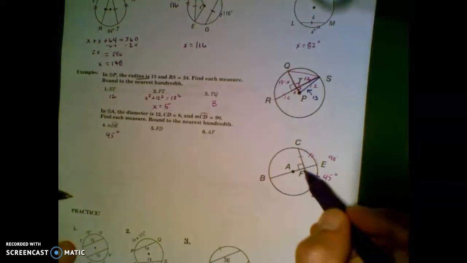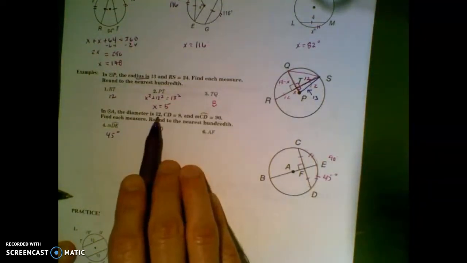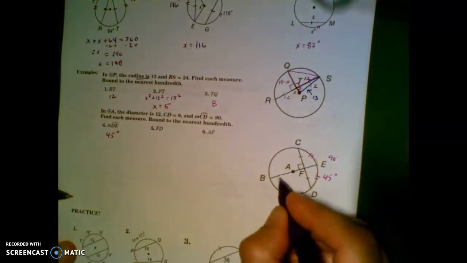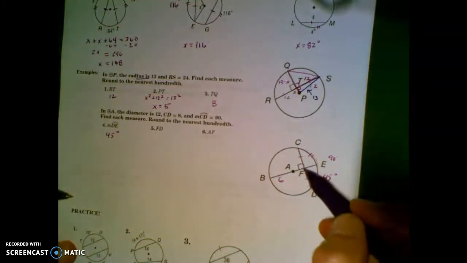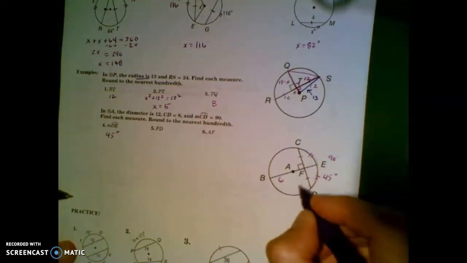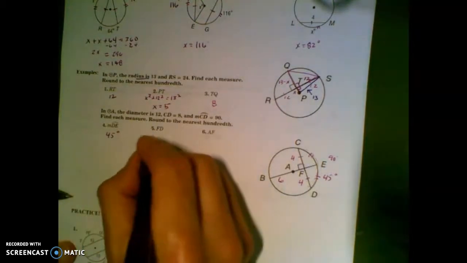FD, that's this distance right here. Well, if the diameter is 12, radius would be 6. CD is 8. FD, again, would have to be broken into two equal parts, so that would be 4 and 4. So it means FD is equal to 4.